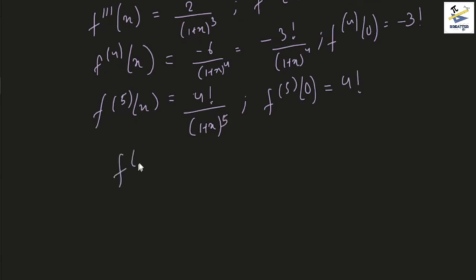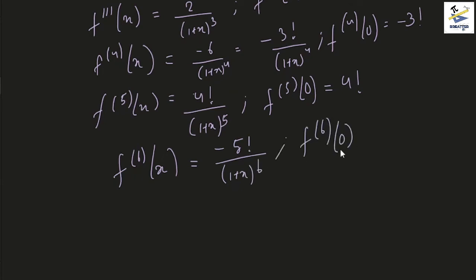And similarly, f6(x) should be minus 5 factorial, judging by it. It should be minus 5 factorial by (1 plus x) to the power 6, and this should give f6(0) equals minus 5 factorial, right? So as you can see, for the even order of derivative, we have a negative factorial, 1 less than it, and for the odd we have the positive factorial but 1 less than the derivative.